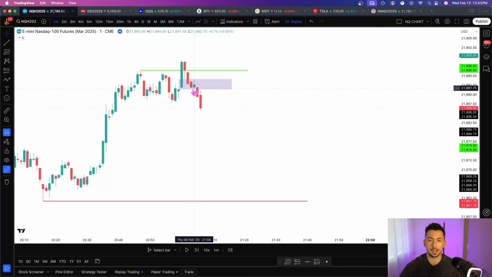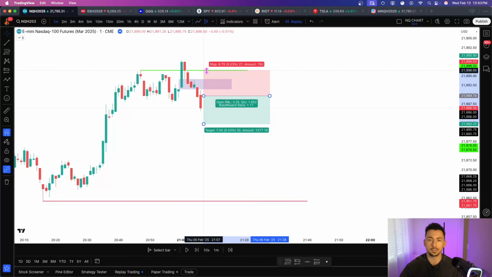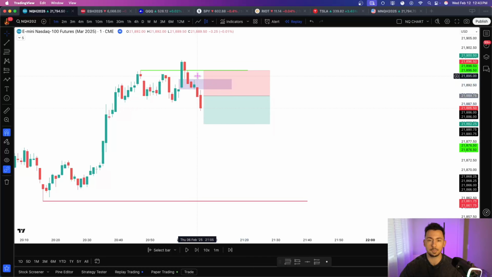And here it is, guys. The body closes below the fair value gap. This is my signal to enter the short. Stop loss, as always, is going to be a close back above the inverse fair value gap. In this case, this is the 1 minute chart. So it would be a 1 minute close back above the inverse fair value gap.